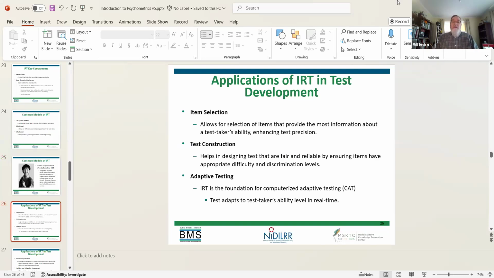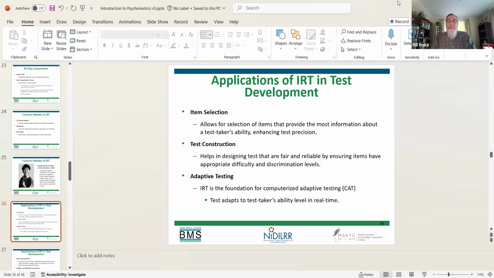So IRT is great for item selection. You can compare items in terms of where they are on the latent trait scale. By the same token, with test construction, you can take a group of 10 items and compare it to another group of 10 items, and they're all on the same latent trait scale, and you can see how they relate. I hope you're seeing how really cool this stuff is in terms of being able to understand your items, how they relate to that underlying latent trait and such.